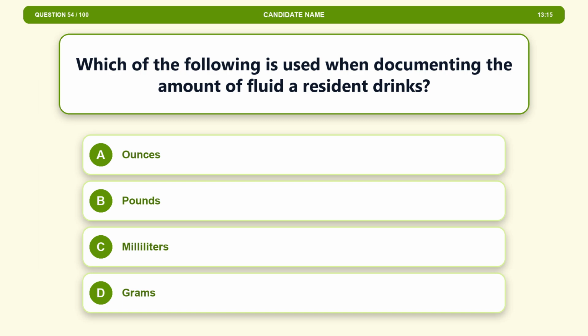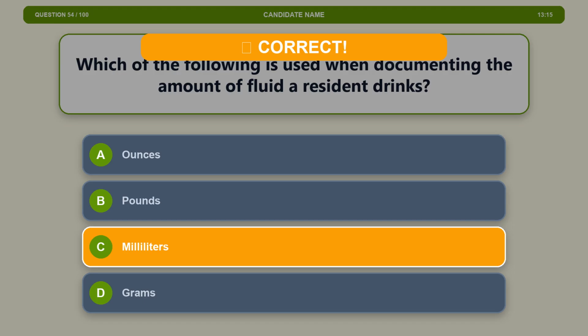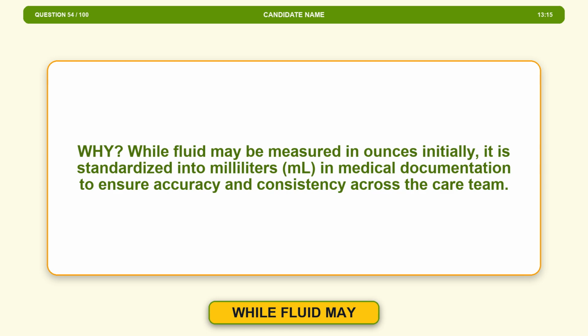Question 54. Which of the following is used when documenting the amount of fluid a resident drinks? Option A, ounces. Option B, pounds. Option C, milliliters. Option D, grams. The correct answer is option C, milliliters. While fluid may be measured in ounces initially, it is standardized into milliliters, ml, in medical documentation to ensure accuracy and consistency across the care team.